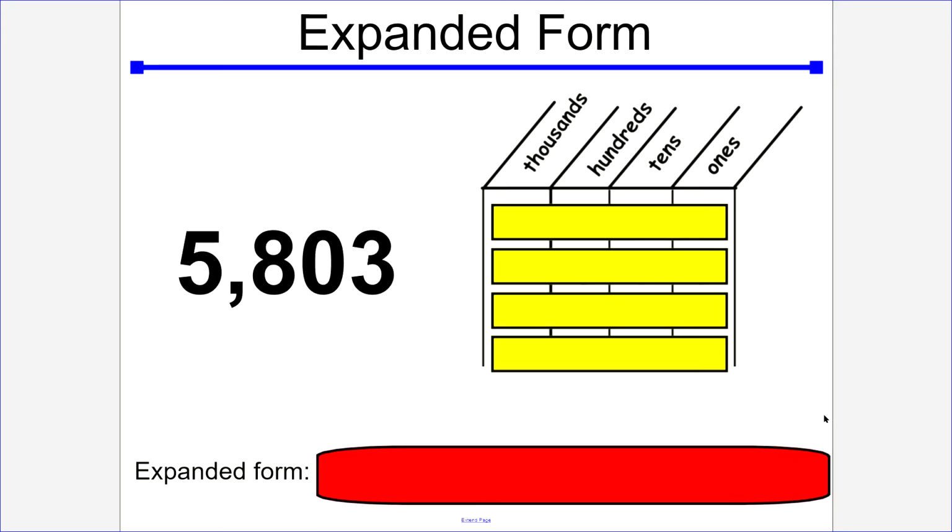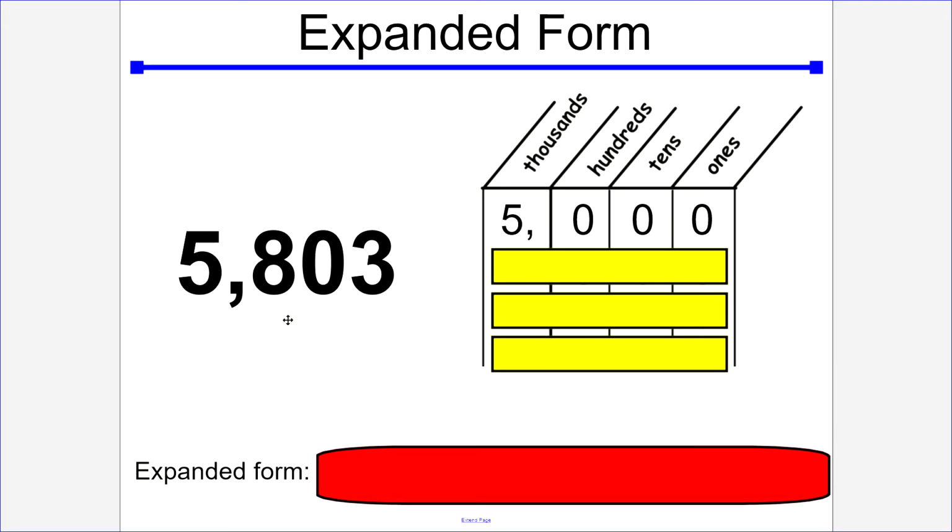Ooh, let's do a trickier problem now. Let's write 5,803 in expanded form. I'm noticing there's a 0 in this standard form number. I know that when I get to the place value that has a 0 in it, I'm not going to write anything because there's no value to write. Let's go ahead and start with our greatest place value, the thousands. The value of the thousands place is 5,000.